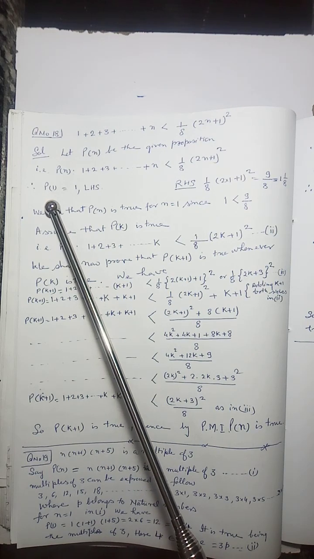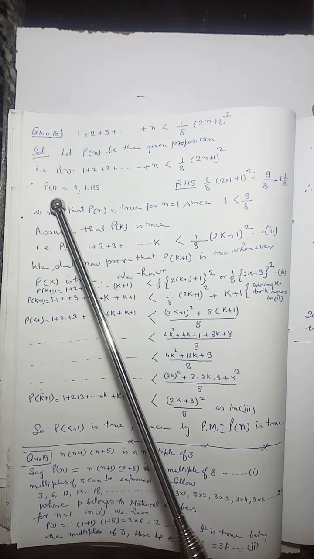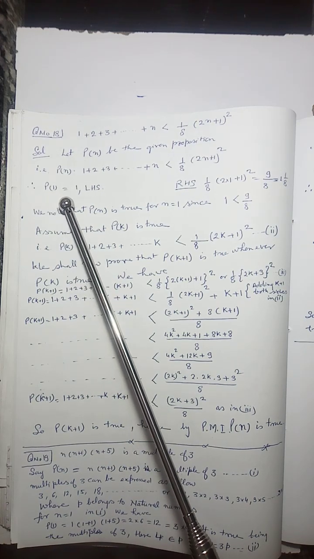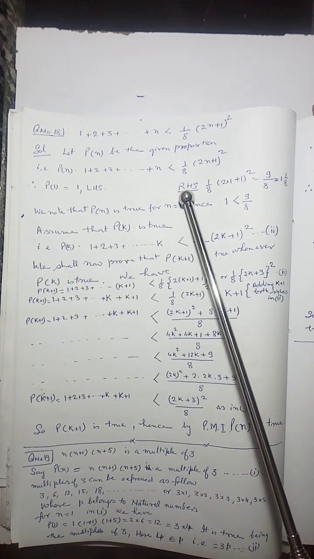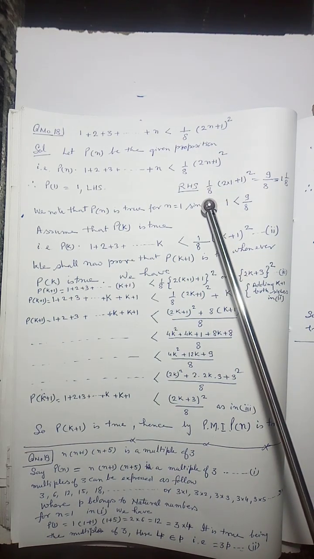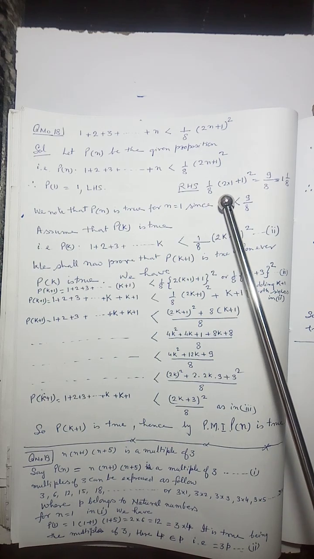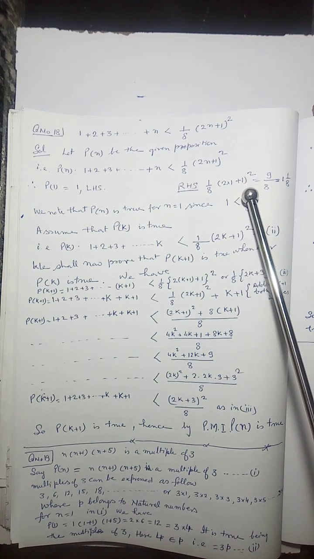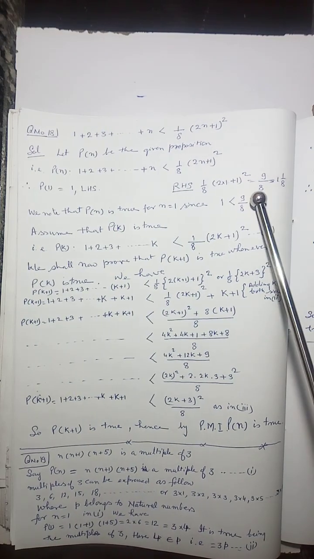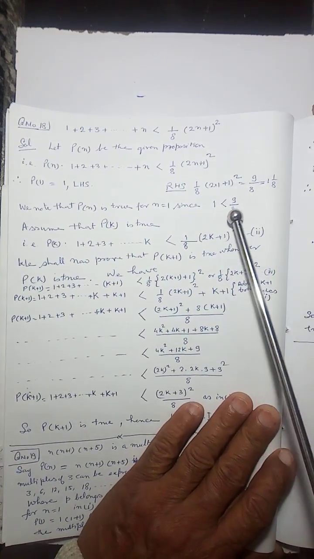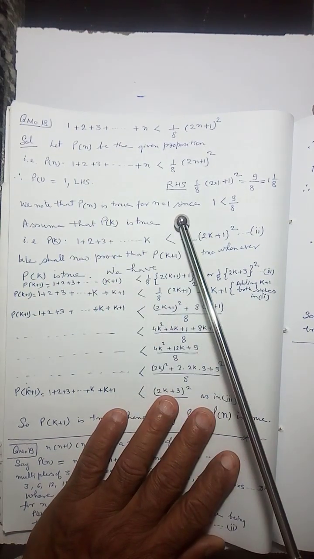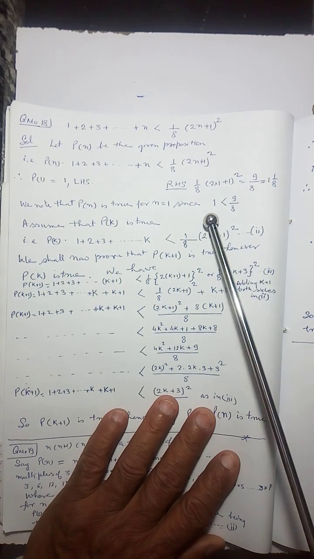Now examine for 1, when n is equal to 1, you see, take P1 is equal to 1, that is the left hand side. Now put the value of n is equal to 1. On the right hand side we will get 1 upon 8, 2 into 1 plus 1 whole square. Solve it, we will get 9 by 8. It means that it is 1 and 1 by 8. We note that the Pn is true for n is equal to 1 since 1 is less than 9 by 8.